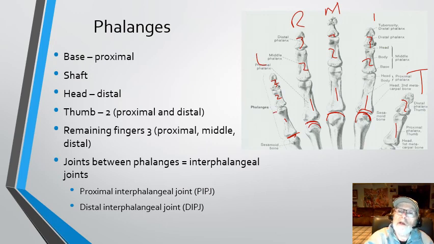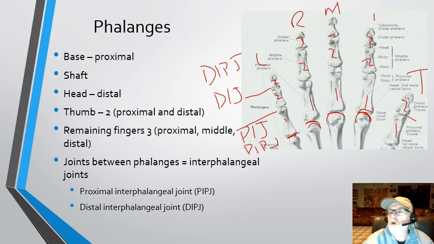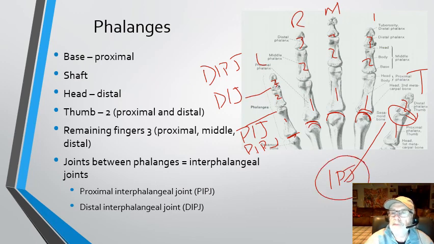They call this one right here the proximal interphalangeal joint, and they call this one the distal interphalangeal joint. Okay, sometimes they call it DIPJ, or DIJ or PIPJ, proximal interphalangeal joint. Okay, and then this here is just called an interphalangeal joint on the thumb. So that's an interphalangeal IPJ. Okay, that's what we have.